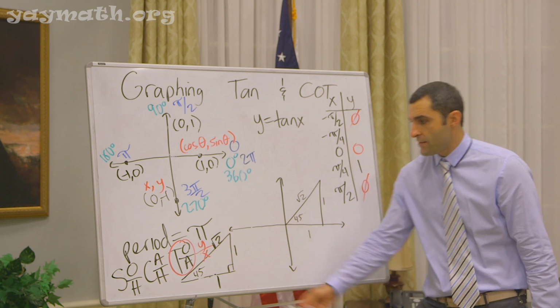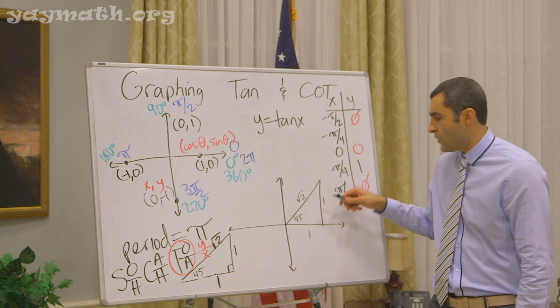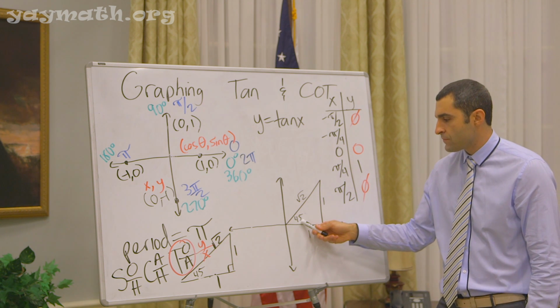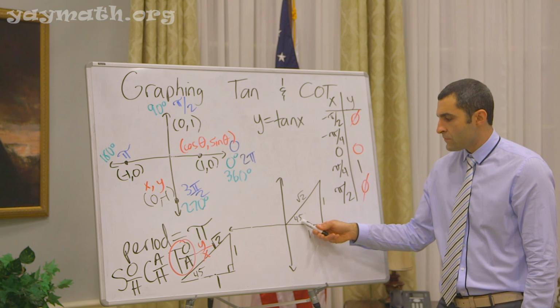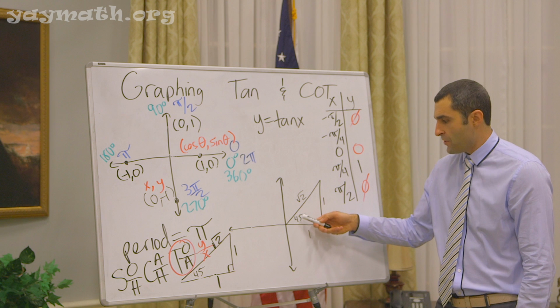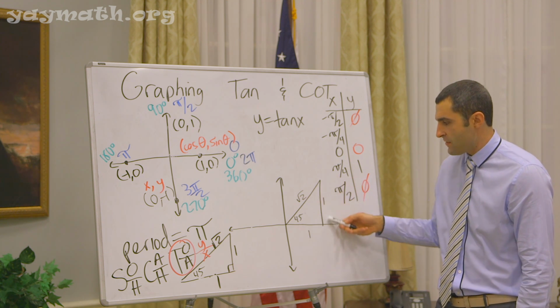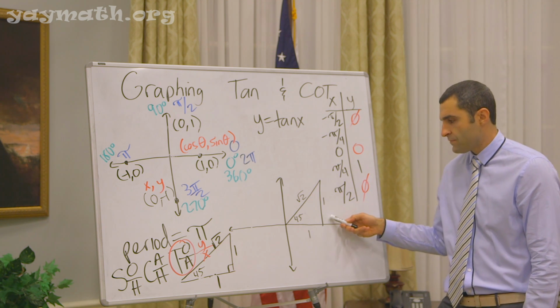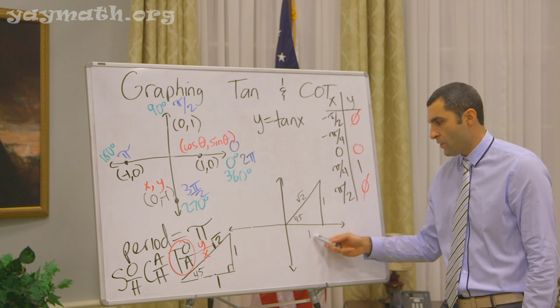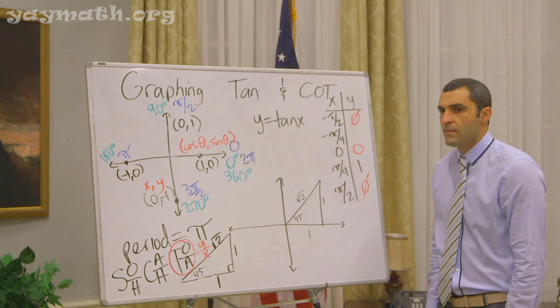Opposite over adjacent. What's the opposite side? The opposite side is 1. What's the adjacent side? The adjacent side is also 1. So it's just 1 over 1, which is 1. That makes sense.